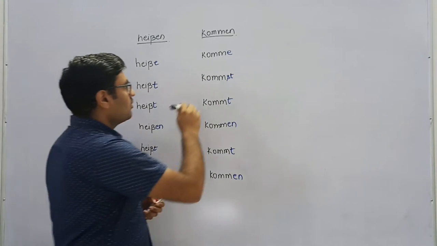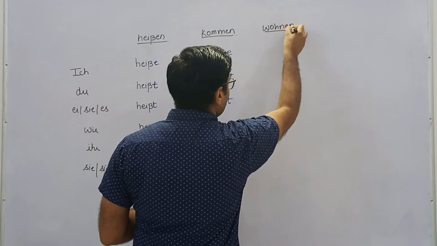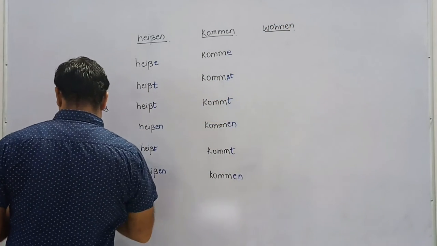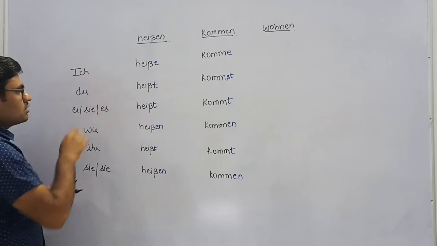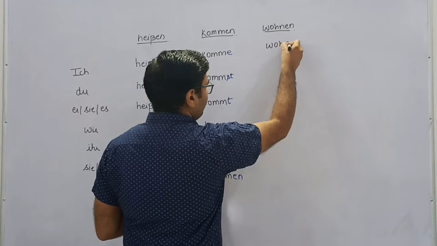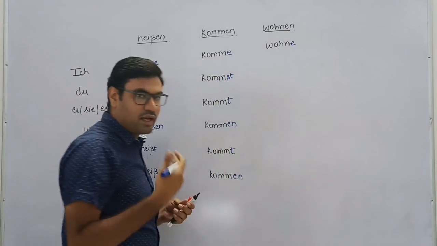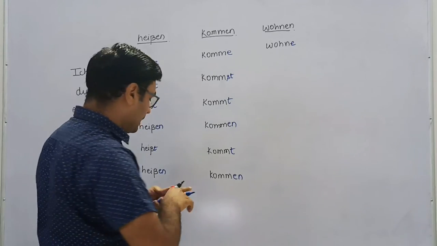Next word. Wohnen. Okay. Ich wohne. I live. Ich wohne in Bangalore. So I live in Bangalore.